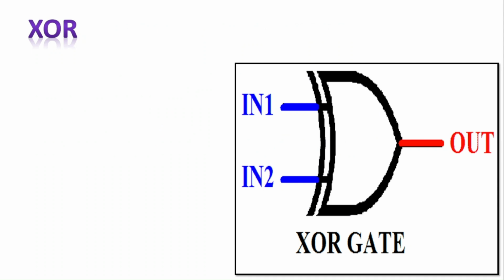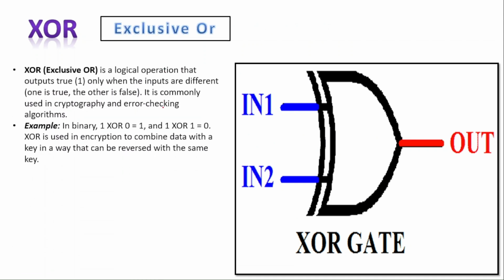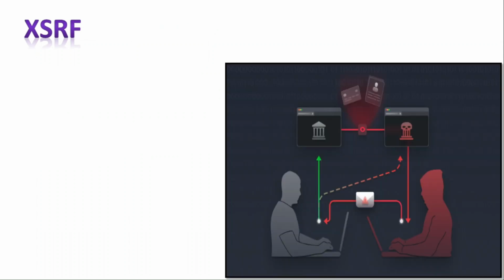XOR, that is exclusive OR. So XOR, exclusive OR, is a logical operation that outputs true or 1 only when the inputs are different, such as one is true and the other is false. It is commonly used in cryptography and error checking algorithms. Example, in binary, 1 XOR 0 is equal to 1, and 1 XOR 1 is equal to 0. XOR is used in encryption to combine data with a key in a way that can be reversed with the same key.